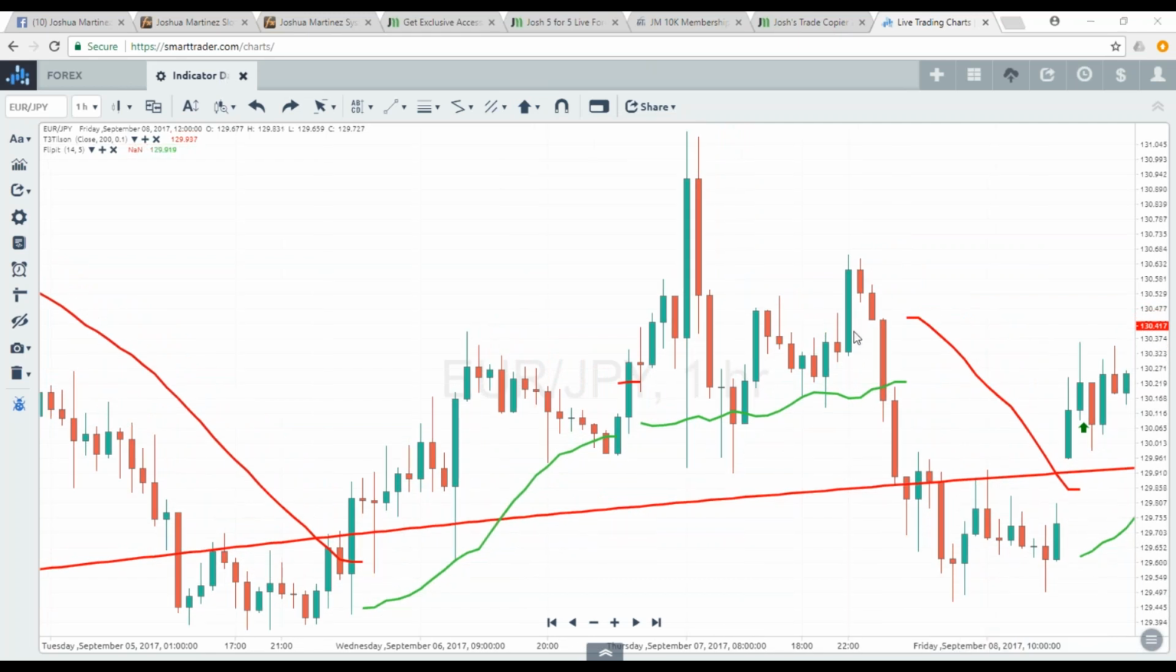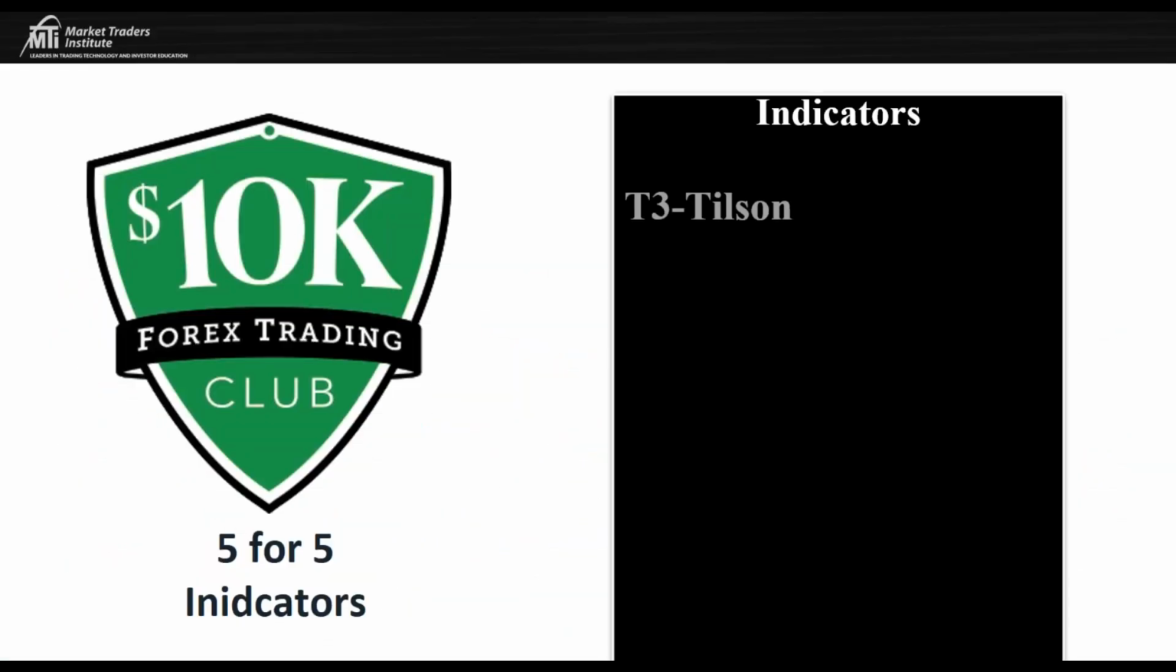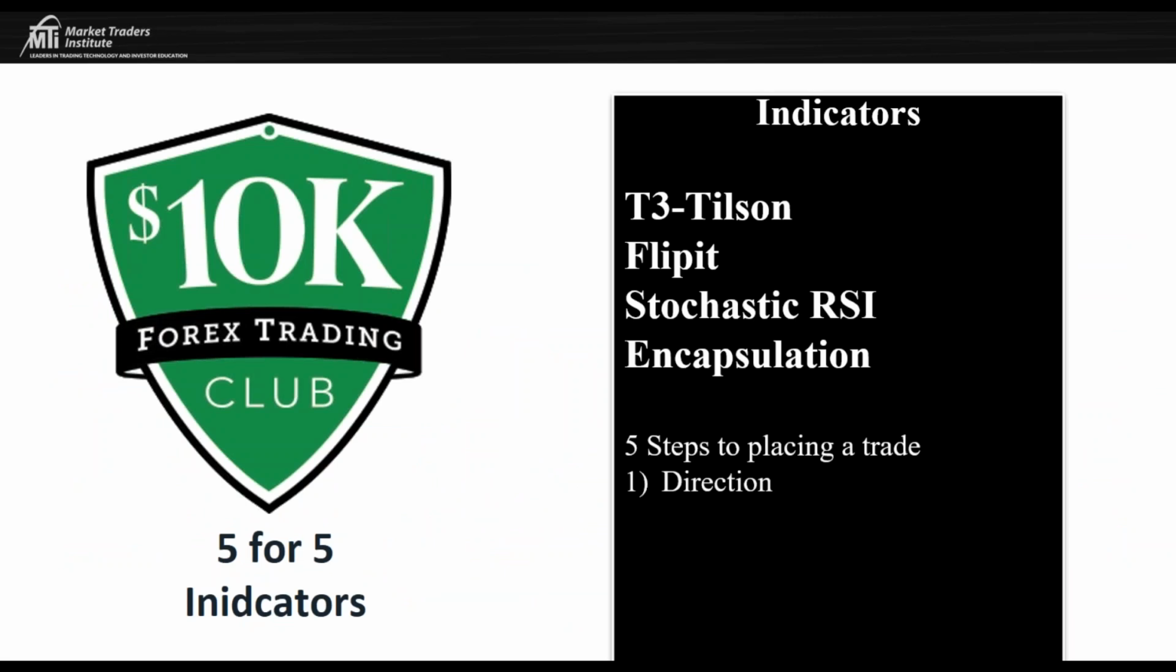Now, pop quiz. Indicators are used for direction and entry, yes? We do not use indicators for stops and limits, right? Why? Because they are lagging. Stops and limits, they are lagging. Okay? The indicators are lagging.